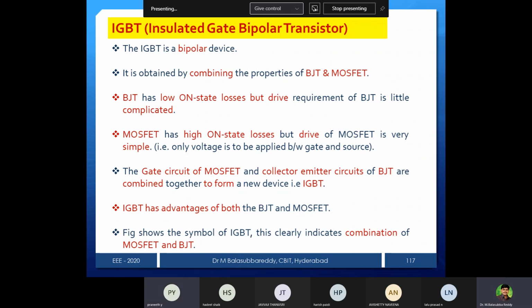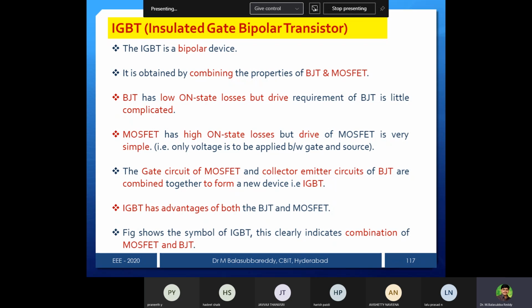Today we'll see the power IGBT, that is, the insulated gate bipolar transistor. The name itself says it is bipolar, so the device is a bipolar device. It is obtained from a combination of the BJT and MOSFET.